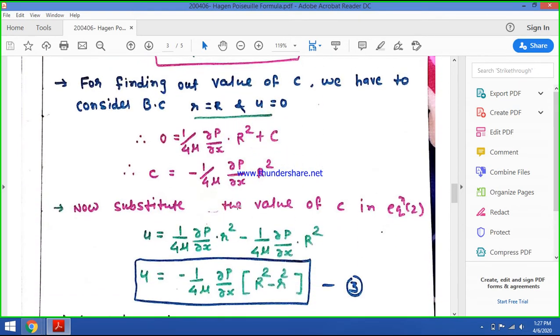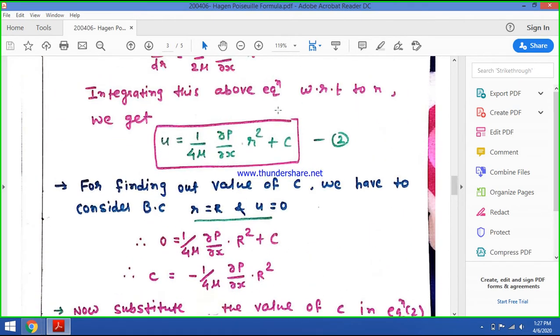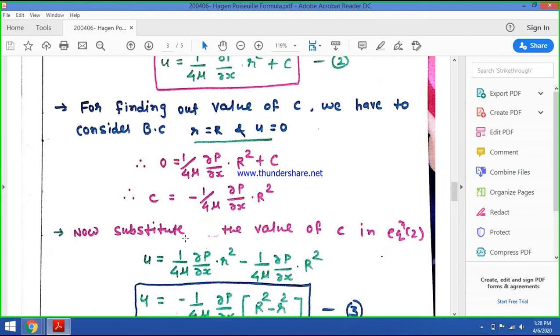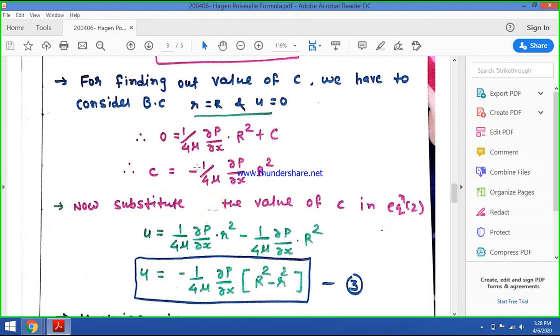Okay, so in equation number 2, you have to put u as 0 and small r is equal to capital R. Okay, so you will get the value of c is equal to minus 1 upon 4 mu del p by del x into R square. Now put the value of c in equation number 2. So you will get u is equal to 1 upon 4 mu del p by del x into r square minus 1 upon 4 mu del p by del x into R square.